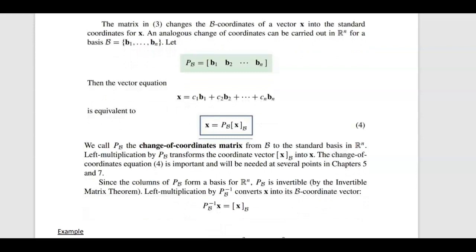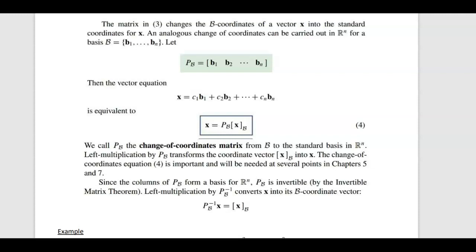All right, a little bit more here from our textbook. So the matrix in the one we just did changes those B coordinates in the following way, so that we can say that X must be equal to this, a P matrix, actually is a better way to say it, let's call it that, P matrix of the column vectors of your basis.